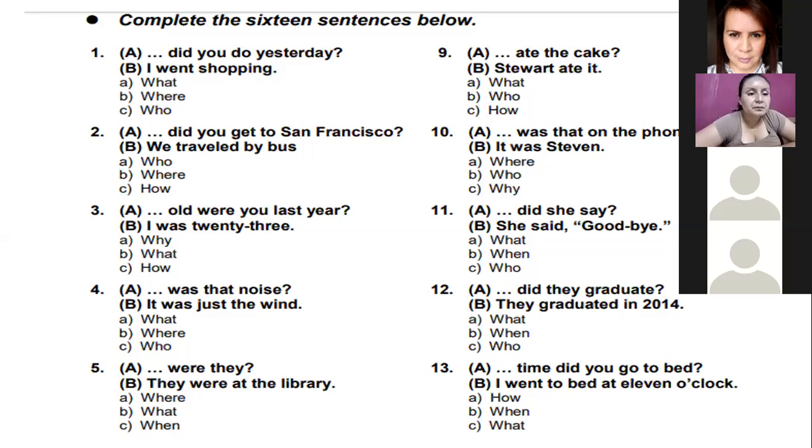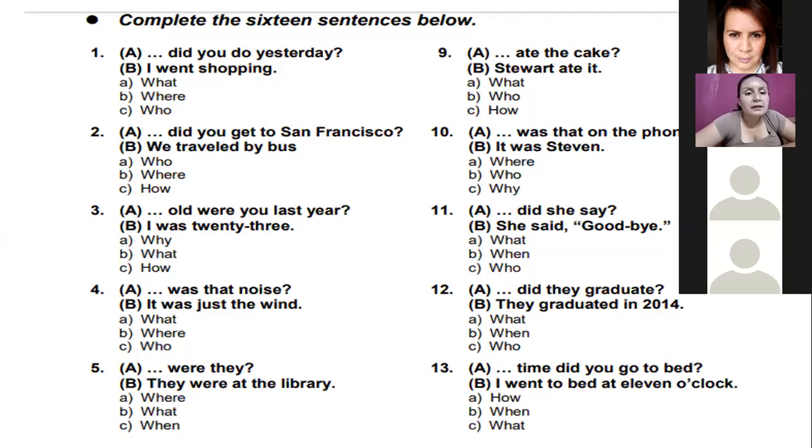Okay, Carlita, thank you, Roberto. Carlita, number nine. Who ate the cake? Stewart ate it. Okay. Excellent. So the best answer is letter B, who, because we are asking about a person, right? So who ate the cake? Stuart ate it.